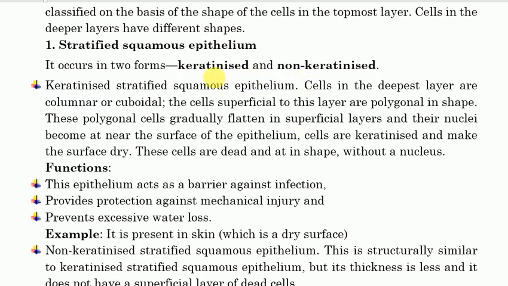So first tuna stratified squamous, ambazo kwenye stratified squamous tuna keratinized na non-keratinized. Keratinized tumeadd keratin, non-keratinized hatujaadd keratin. Kwenye keratinized stratified squamous epithelium, cells in the deeper layer are columnar or cuboidal. The cells superficial to this layer are polygonal in shape. These polygonal cells gradually flatten in the superficial layer, and their nuclei become flat near the surface of the epithelium. Cells are keratinized and make the surface dry. Kwa mfano cells of the skin, they are keratinized stratified squamous epithelium.